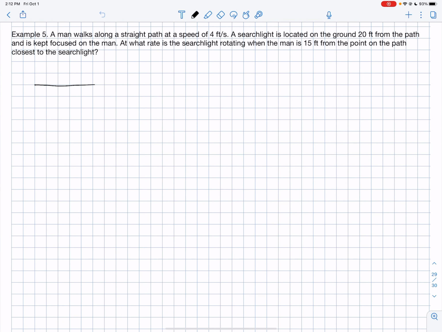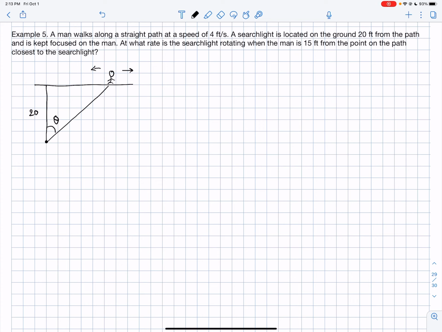So imagine this is the path that the man is walking on. And we have the spotlight right here. They said that the location of this light is 20 feet away from the path, so this means 20 feet. So we have the light come to this man when he moves to the left or moves to the right. So we have the angle theta.